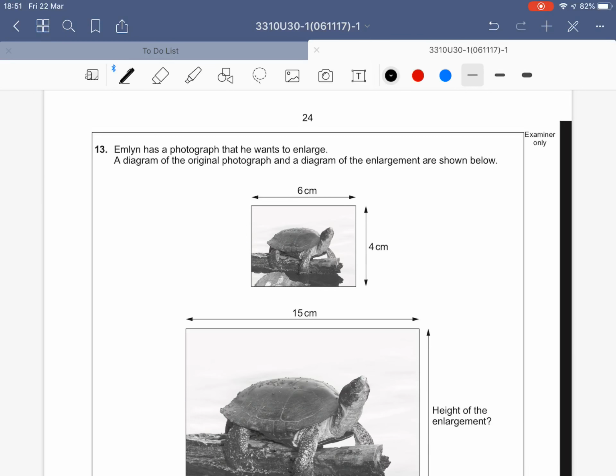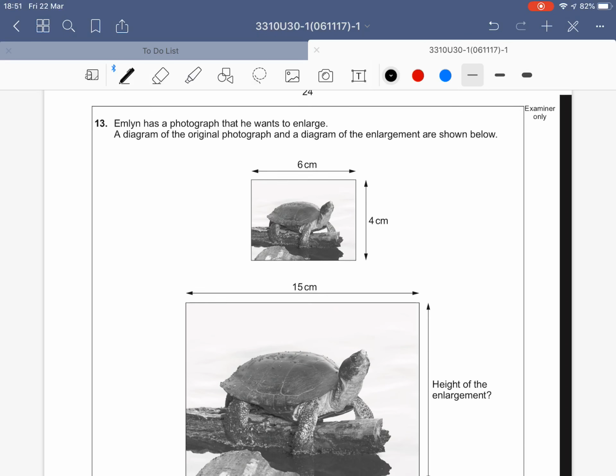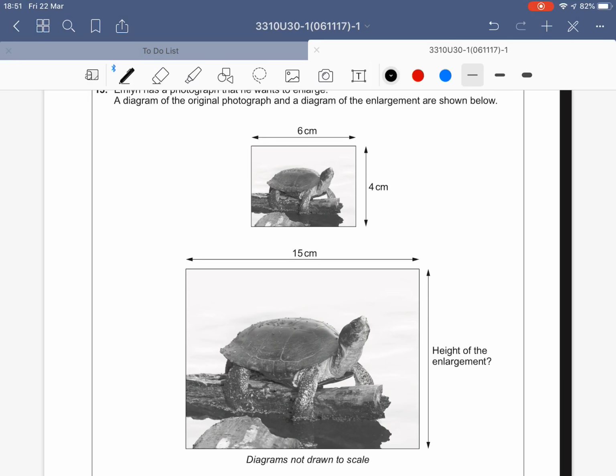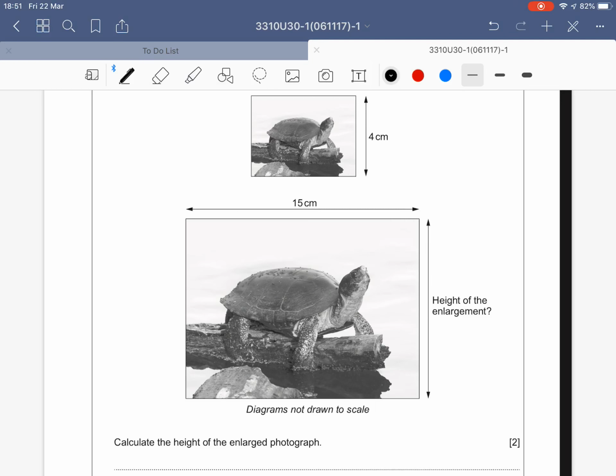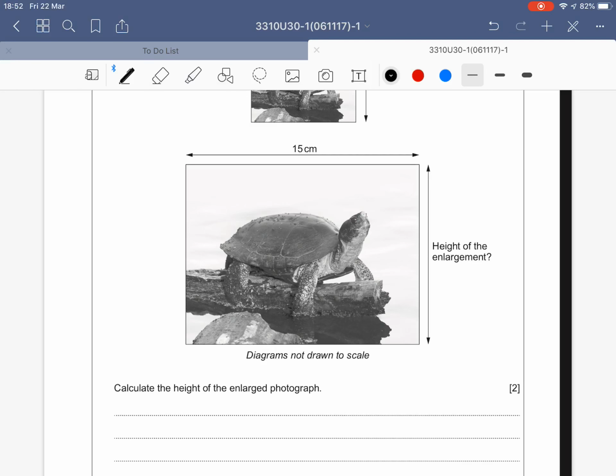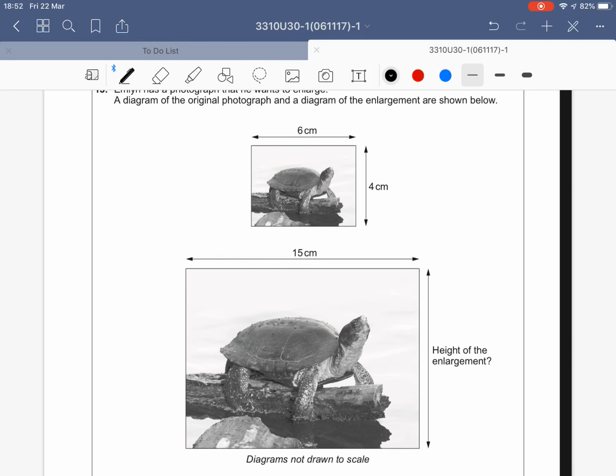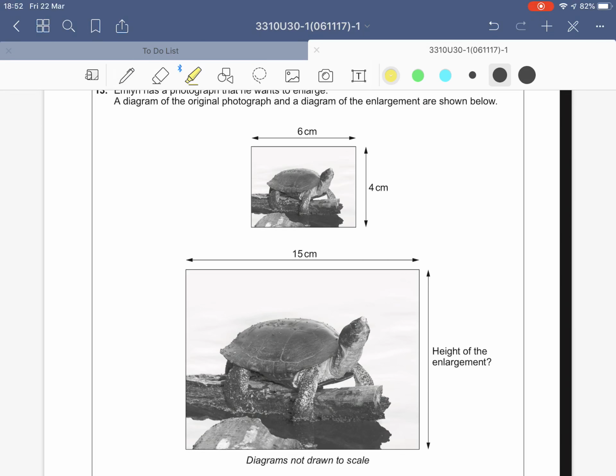Emilin has a photograph that he wants to enlarge. The diagram of the original photograph has a diagram of the enlargement as shown below. So he's got a lovely photograph of a turtle, and we need to work out the height of the enlarged photograph. It's given us 2 bits of information. This is 6, this is 15, and then we've got 4 here, and we need to find this length here. So it's quite a straightforward one.